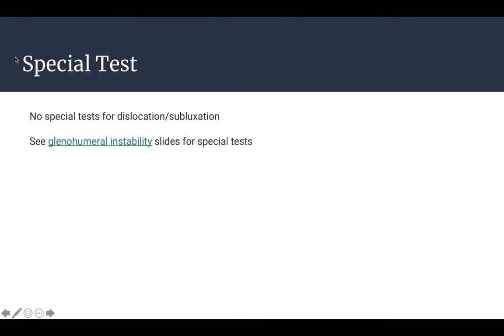There aren't any special tests for dislocation and subluxation. Dislocations and subluxations are typically diagnosed through observation because there are very obvious visual deformities for dislocation. Most of the special tests for the shoulder are for glenohumeral instability.